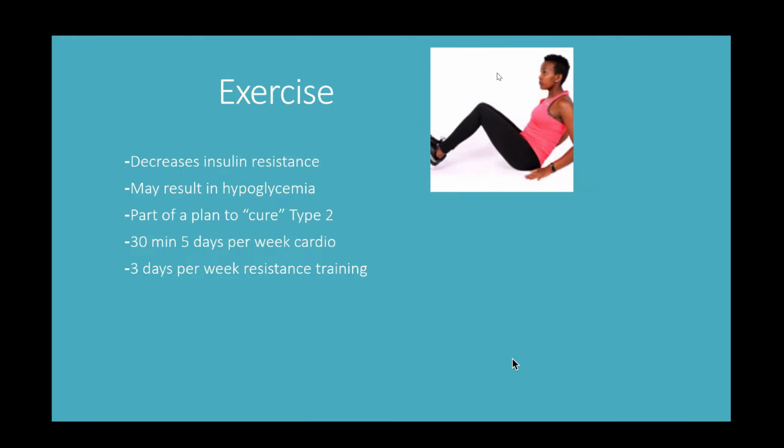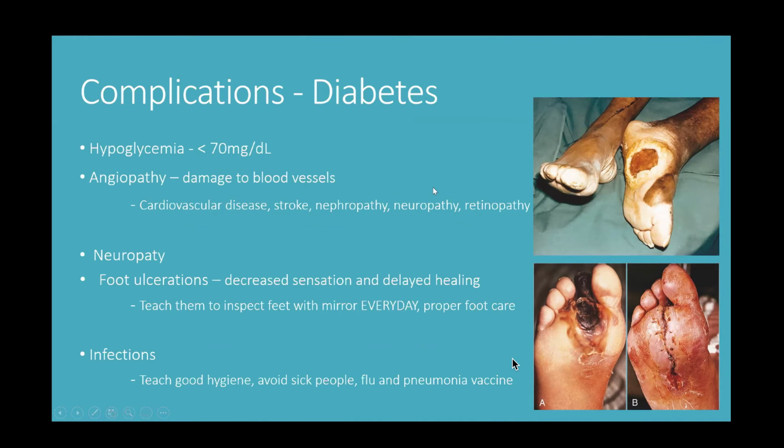And then what kind of exercise regimen do we recommend? 30 minutes, 5 days a week of some sort of cardio, and then 3 days a week of resistance training. That's specifically for our type 2s. So there are complications for diabetes that can result in these ulcerations as well. We talked about hypoglycemia, and that's defined as anything less than 70.